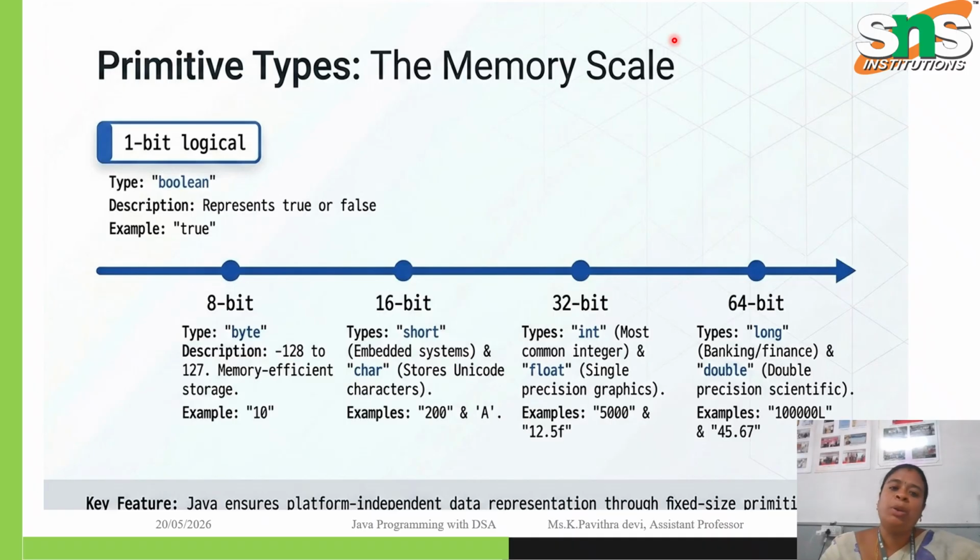The characteristics of primitive data types: predefined by Java, store actual values directly, faster execution and less memory usage, cannot call methods on the primitive values, used for single calculations and operations.